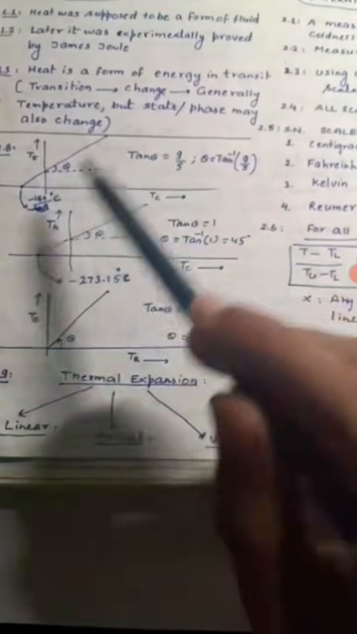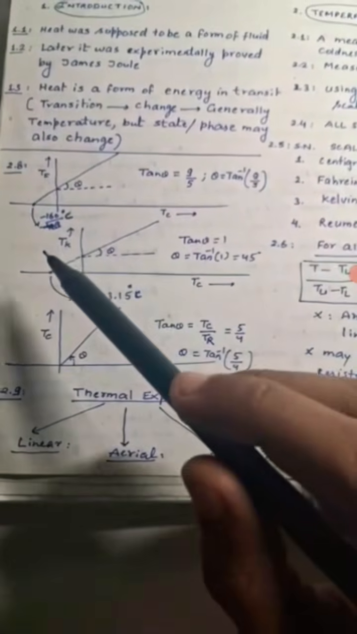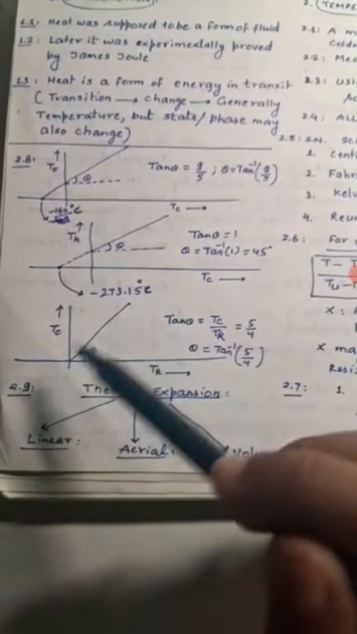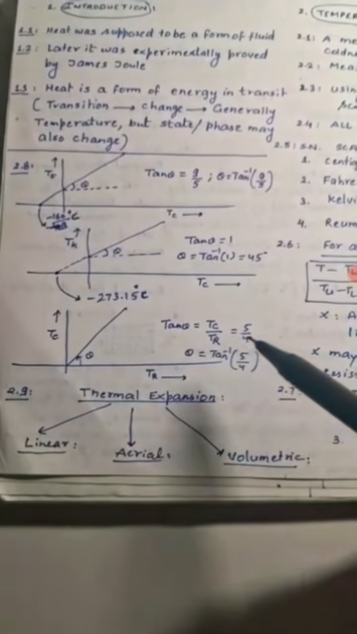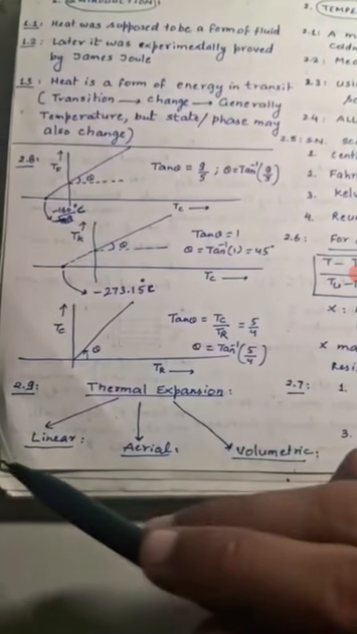So it varies graphically as shown in the figure. Tan theta here is 9 by 5. And for Tk versus Tc graph, tan theta is 1. For Tc versus Tr, the graph passes through the center and the relation is this much. Now we have concept of thermal expansion, which may be linear, areal or volumetric.